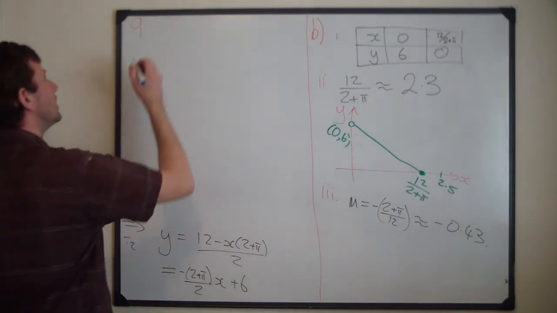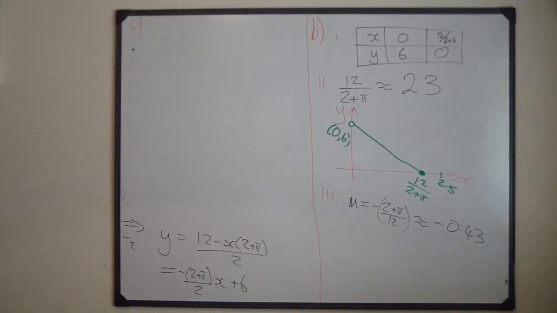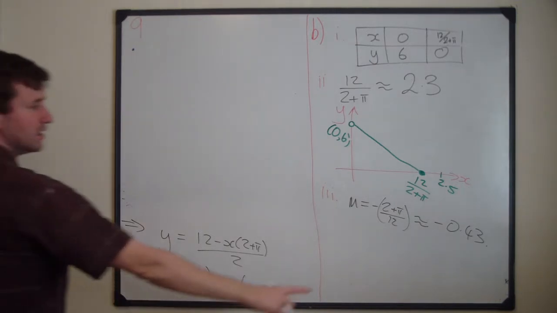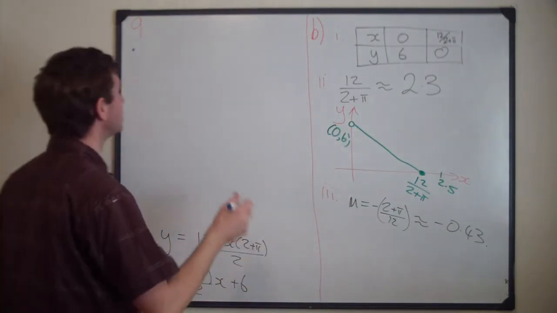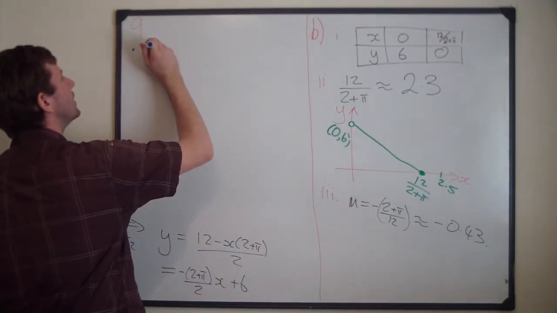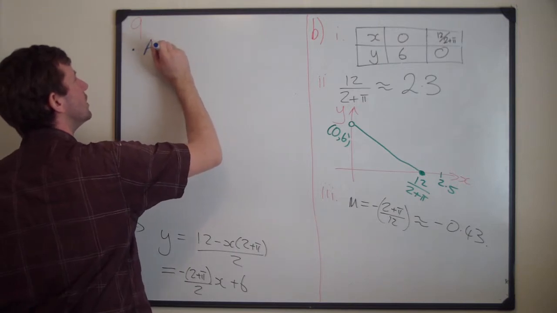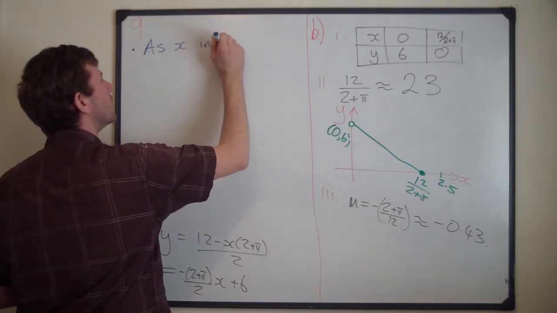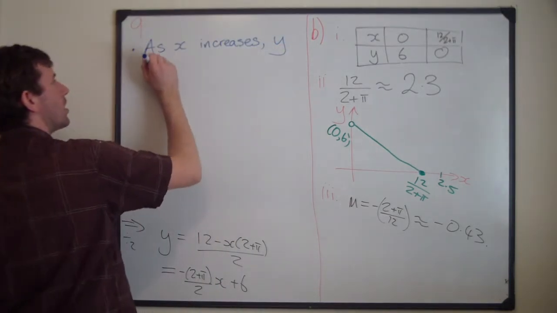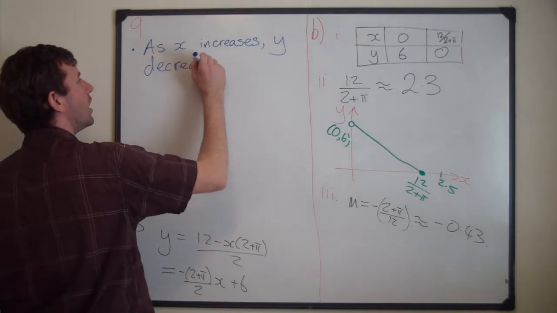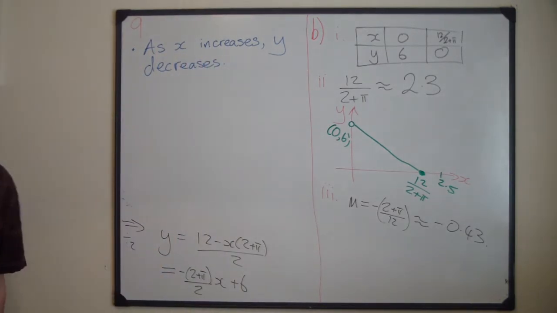So probably the best one, the very simplest one. Quantitative is kind of stuff precise with numbers, qualitative is rough, and the slope is very good qualitatively. It's negative, and that means that when x gets bigger, y gets smaller. So the first thing I would say is that as x increases, y decreases. That's fair enough.